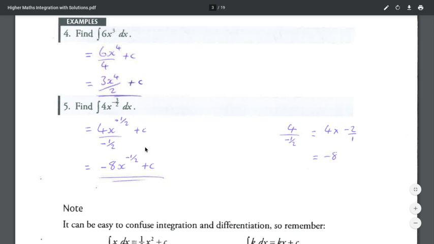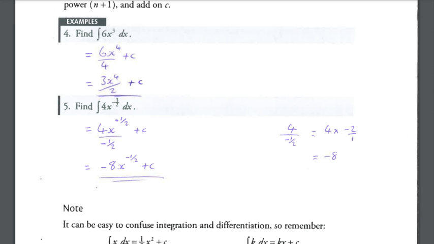Remember, we need that constant of integration when we are doing an indefinite integral, because if we differentiate this, we get back to 4x to the power negative 3 over 2. But if we differentiate this plus 1, we would also get back to that. If we differentiate this minus 57, we'd also get back to 4x to the power negative 3 over 2. So we must have this constant of integration to show that there could be a number term on the end.